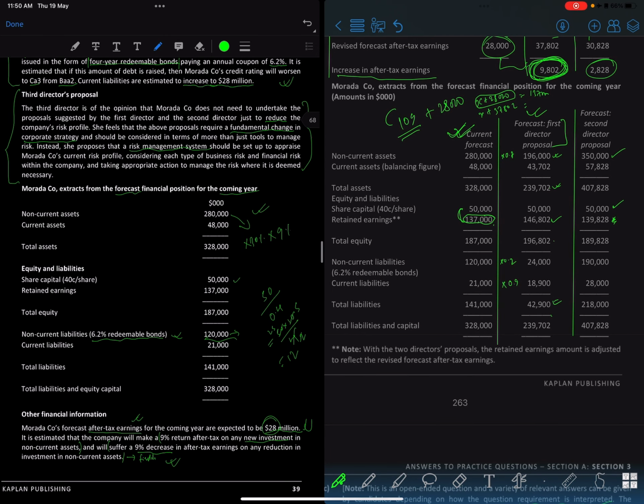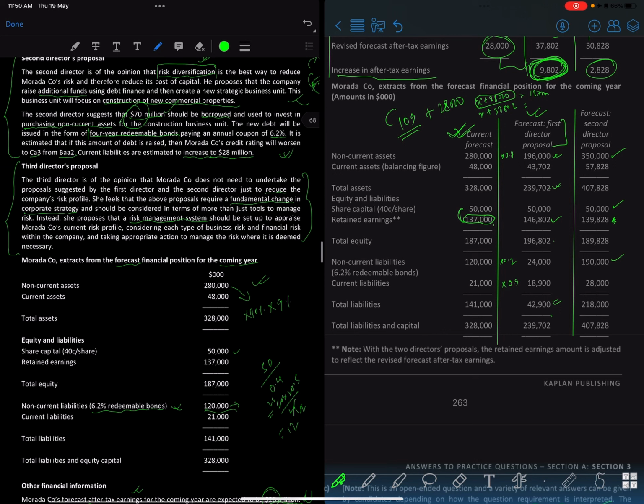And then non-current liabilities. What we have is 120,000, right? And we will be increasing it by 70,000, so 190,000. And then for current assets, they are saying it's going to increase to 28 million, right? So we just increase it, add these two up, we get 407, put that value over here, subtract it from this, and we get some balancing figure over here, right?